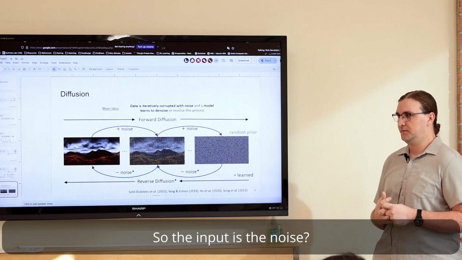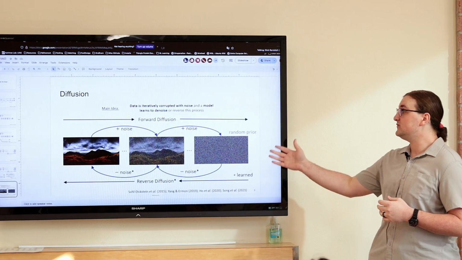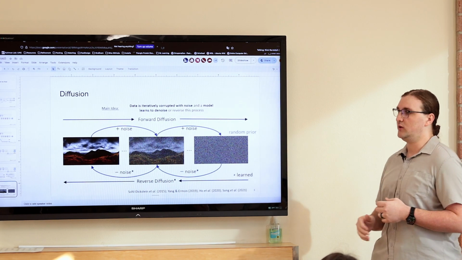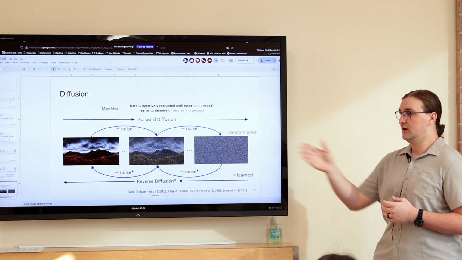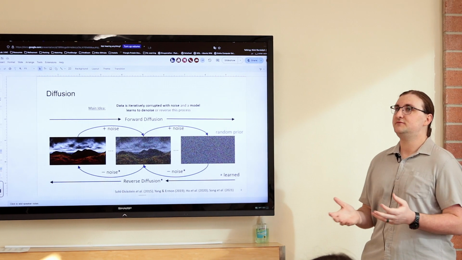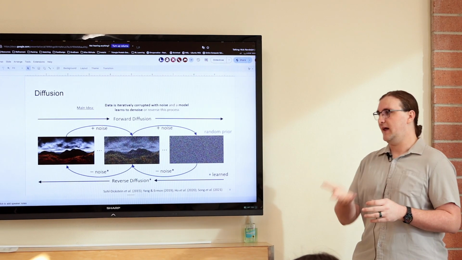I see. So the input is the noise. When you're doing inference, the forward diffusion process is only really relevant for training, because we only have data examples. We have a bunch of data examples and then we can corrupt them with noise. And then we learn that reverse process.